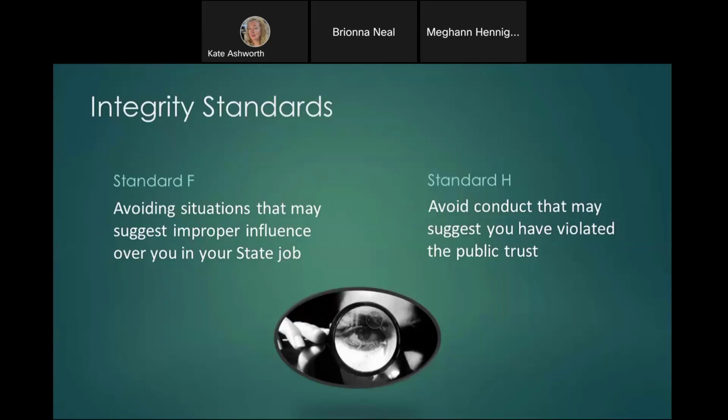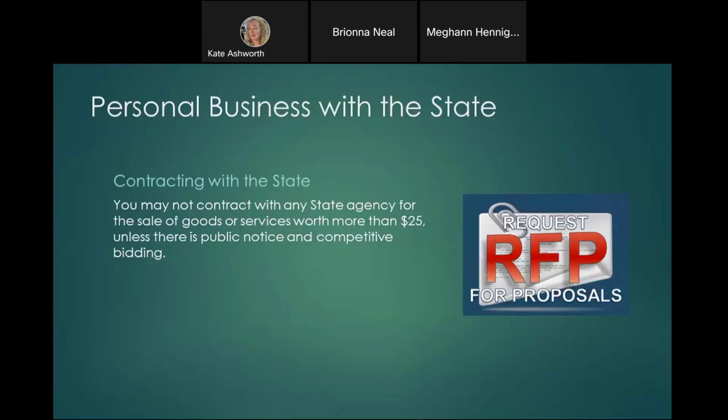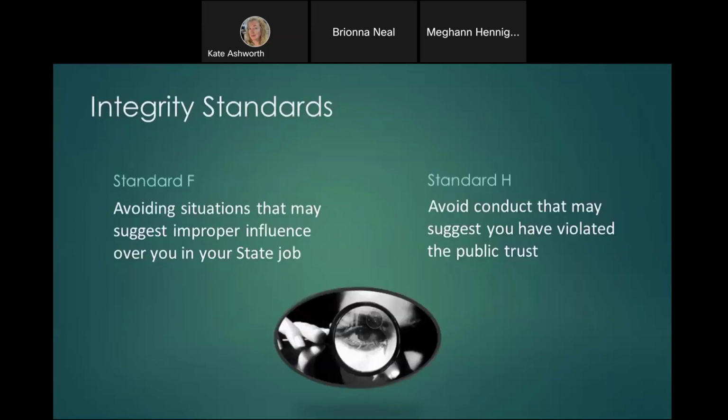Okay, so Code of Ethics, that was a really fast run through. Most of you already know all this. Again, we've just kind of clumped it all into one or two slides. It's all the same information, and you can add more if you feel like that's a good decision for your trainings. All right, the next slide is about personal business with the state.